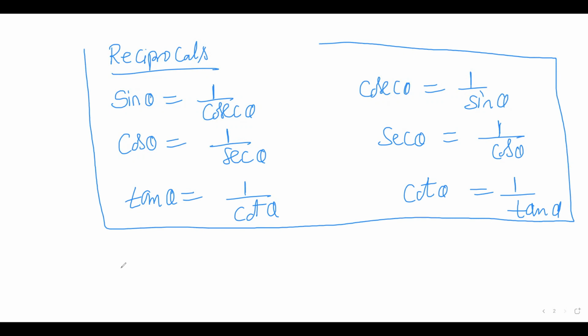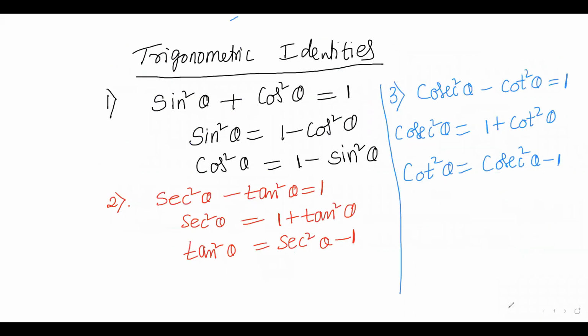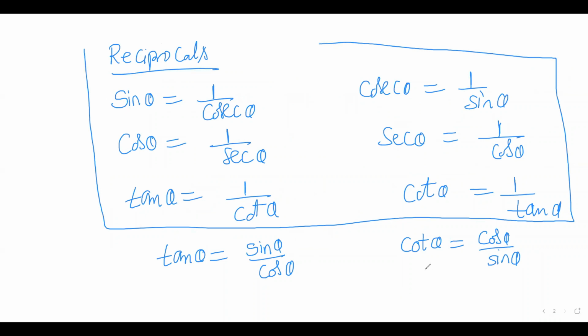Apart from this, tan theta can be written as sin theta by cos theta. Cot theta can be written as cos theta by sin theta. So these two last formulas are called tan in terms of sin cos, cot in terms of cos sin. If you are thorough with these identities, reciprocals and tan cot formulas, you can do almost every problem of exercise 4.